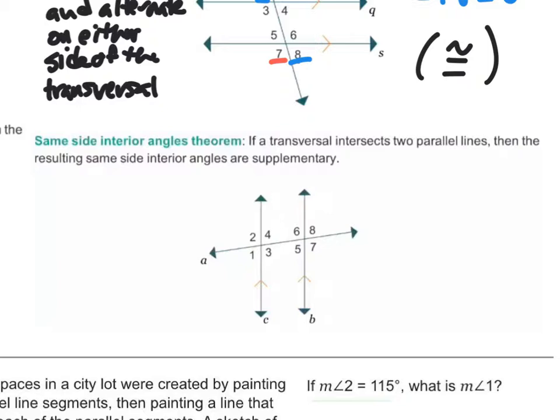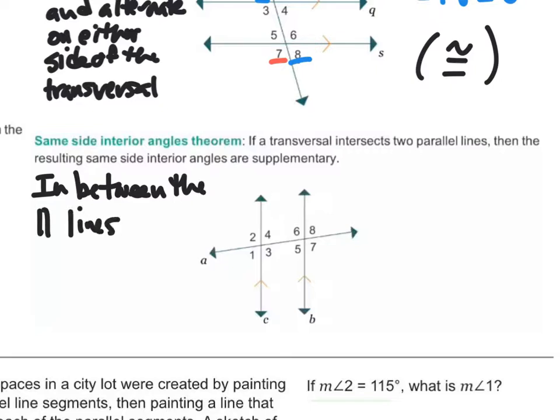The other one is same side interior angles. If a transversal intersects two parallel lines, then the resulting same side interior angles are supplementary. So those would be on the interior, inside, in between the parallel lines, and on the same side of the transversal.